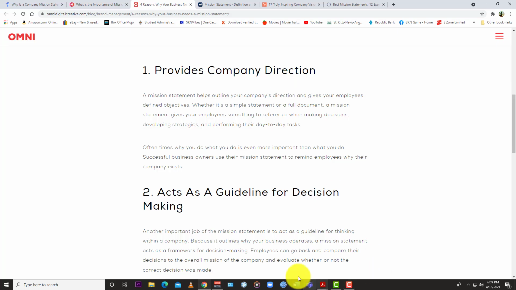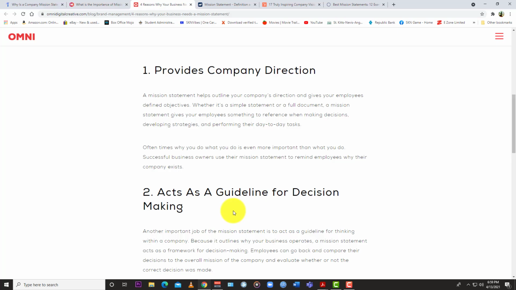Then it acts as a guideline for decision making. Very important again. It doesn't make sense to go against your mission statement because that would put your company in a bad light, in the public's eye. So you have to act in accordance with your mission statement.